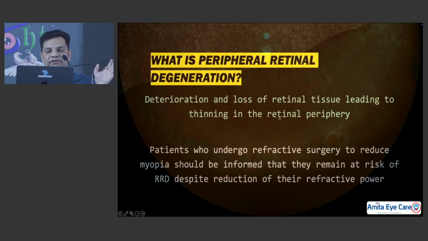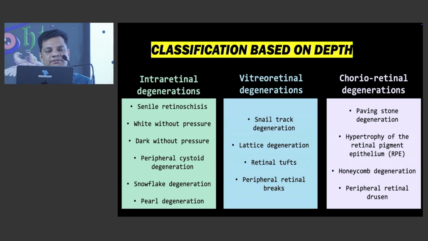And patients who undergo refractive surgery to reduce myopia should be informed that they remain at risk of RD despite reduction of the refractive power. So those patients with peripheral degeneration who are undergoing LASIK should be informed that even after the LASIK, they remain at a risk for retinal detachment. So I won't go much into this. There are classifications based on intraretinal, vitreoretinal and chorioretinal degenerations.